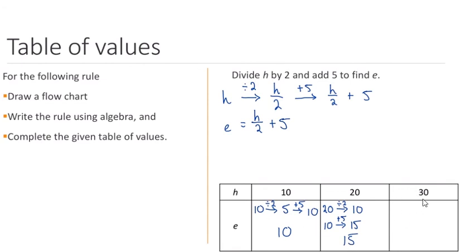Again, for the last one, starting off with 30. So 30, that first step divided by 2 is equal to 15. So half of 30 is 15. And then for that second step, we're going to add 5. So 15 plus 5 gives me 20. So my final answer is 20. So that's how we can use a flowchart to help me calculate a table of values.